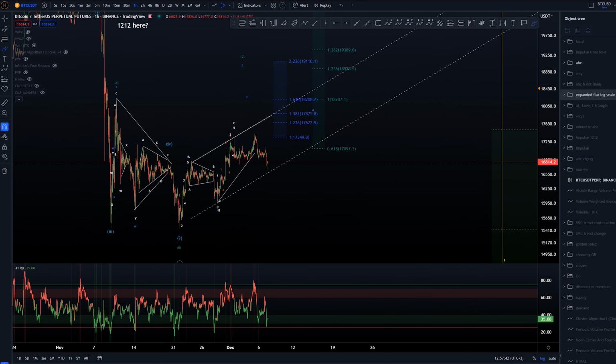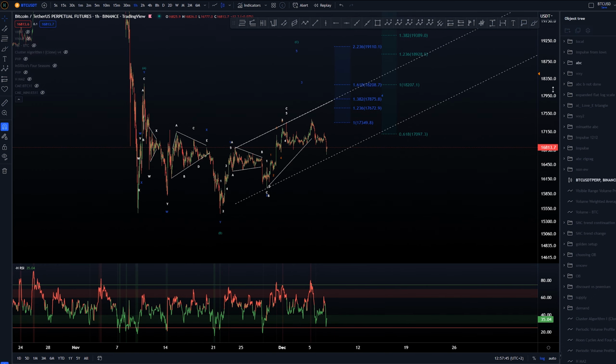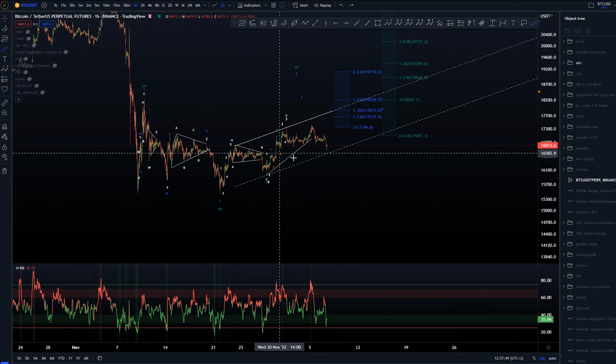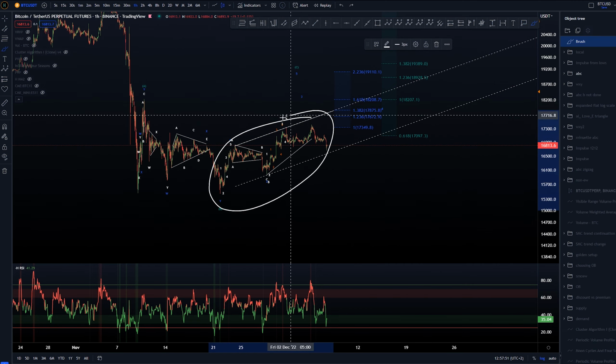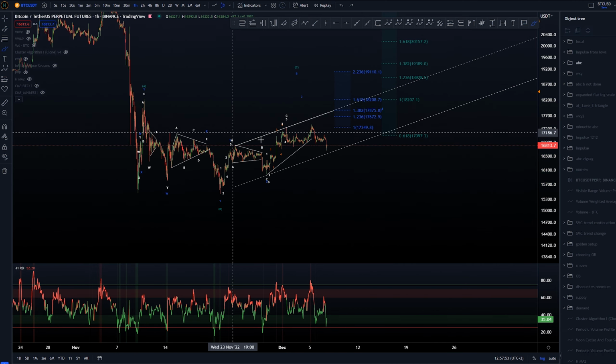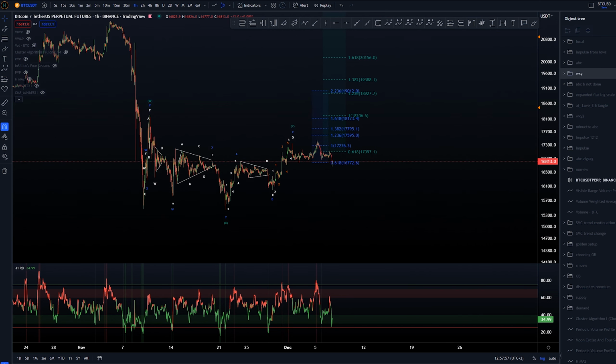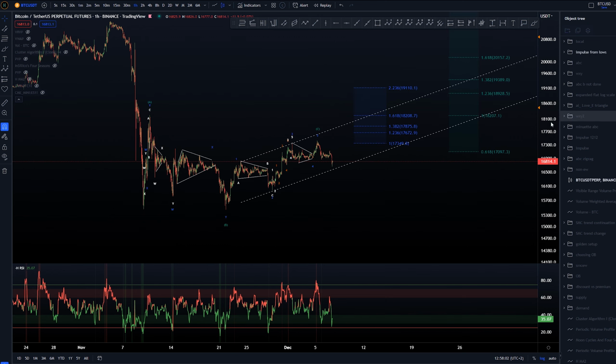Some other local structures that we were looking at was, of course, this ABC structure here. But again, the issue is that this structure here is very out of proportion in comparison to this. So that is not very much a primary for me anymore. I kind of do like the impulsive structure from the lows. Whether it's a C wave or not, I'm not currently really sure.